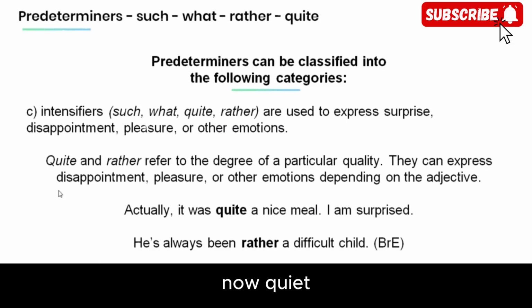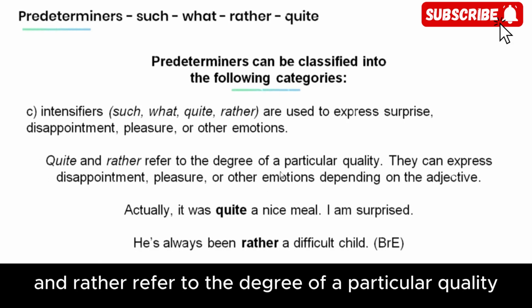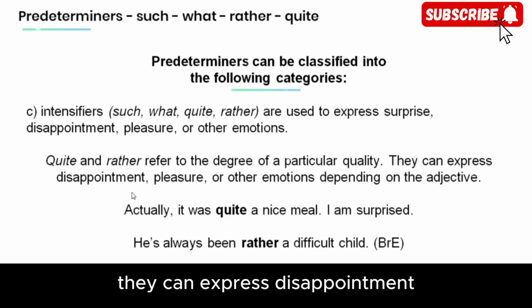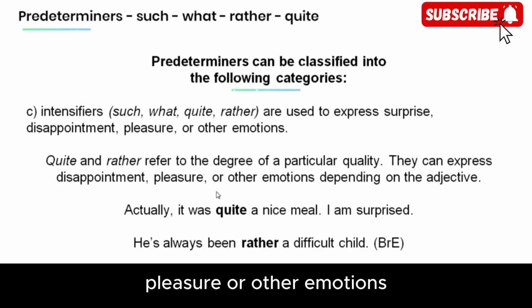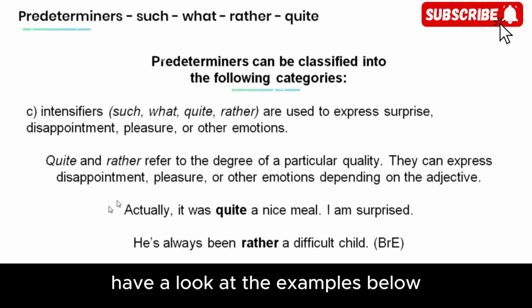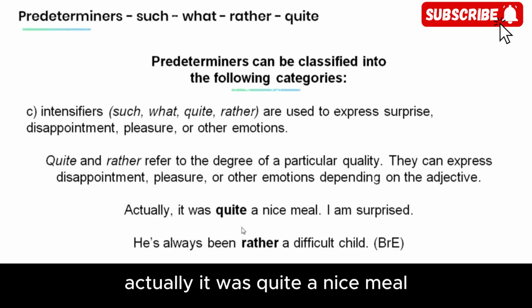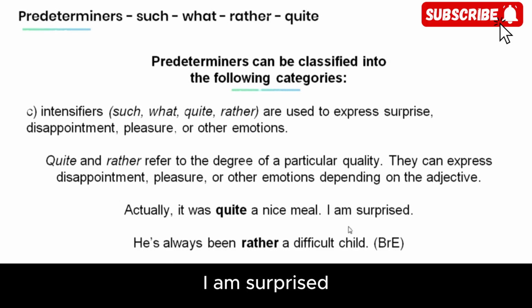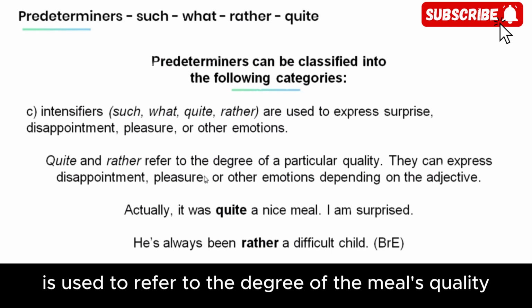Now, quite and rather refer to the degree of a particular quality. They can express disappointment, pleasure, or other emotions depending on the adjective. Have a look at the examples below. Actually, it was quite a nice meal. I am surprised. Now, quite in this sentence is used to refer to the degree of the meal's quality.